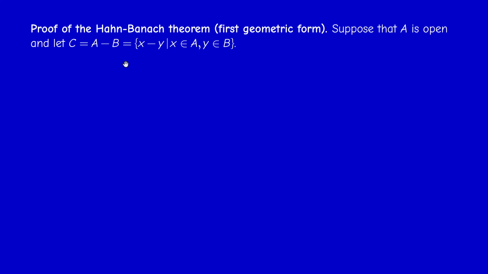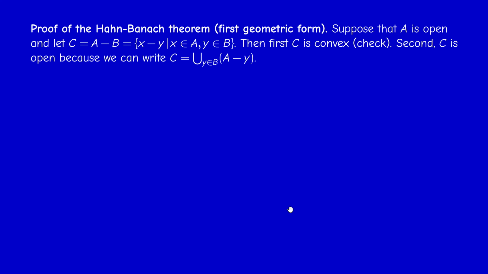In the exercises, or even in the lecture of chapter 0, it's very easy to prove that C is convex. If you don't believe me, just prove it, because A is convex, B is convex, then minus B is convex, and the sum of two convex sets is convex. And the second thing that we can deduce is that if A is open, then C is open as well. Why? Because we can write C as the union of all translates of A, where y is in B. If A is open, then its translate A minus y is open, and a union of open sets is an open set, so C is an open set. And the condition that A and B are disjoint precisely means that 0 is not in C.